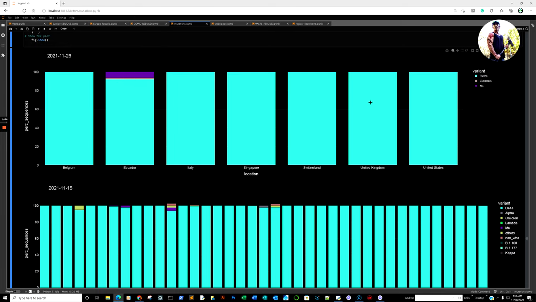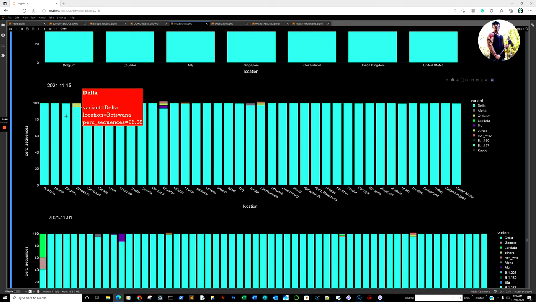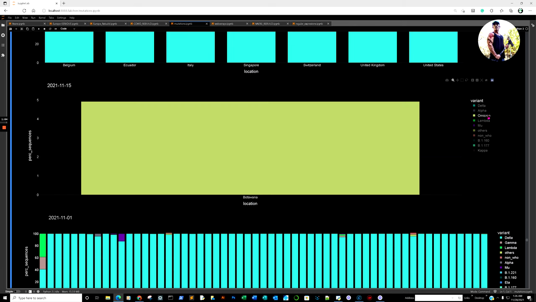And this was reporting as of the 26th of November. So, Delta is pretty much the one. And look at Singapore. Singapore got ravaged for whatever reason. I don't know. It's all Delta. It's not Omicron. It's Delta. And here's our first observation, a reference to Omicron right there. And Botswana. Botswana's got Omicron.